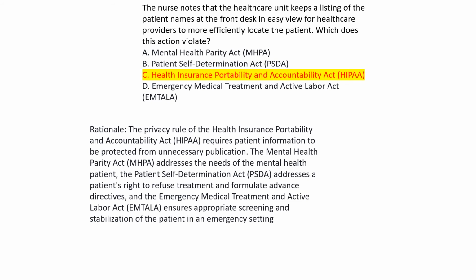Answer C. Health Insurance Portability and Accountability Act, HIPAA. Rationale. The privacy rule of the Health Insurance Portability and Accountability Act, HIPAA, requires patient information to be protected from unnecessary publication. The Mental Health Parity Act, MHPA, addresses the needs of the mental health patient. The Patient Self-Determination Act, PSDA, addresses a patient's right to refuse treatment and formulate advance directives, and the Emergency Medical Treatment and Active Labor Act (EMTALA) ensures appropriate screening and stabilization of the patient in an emergency setting.